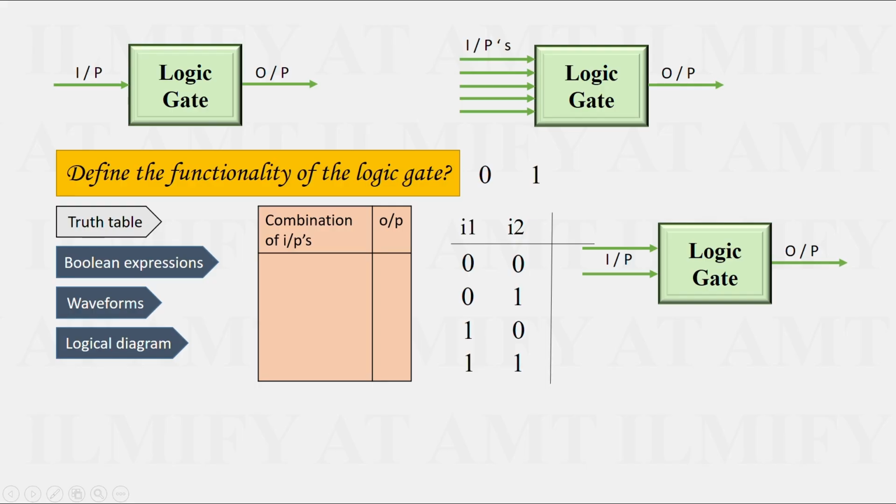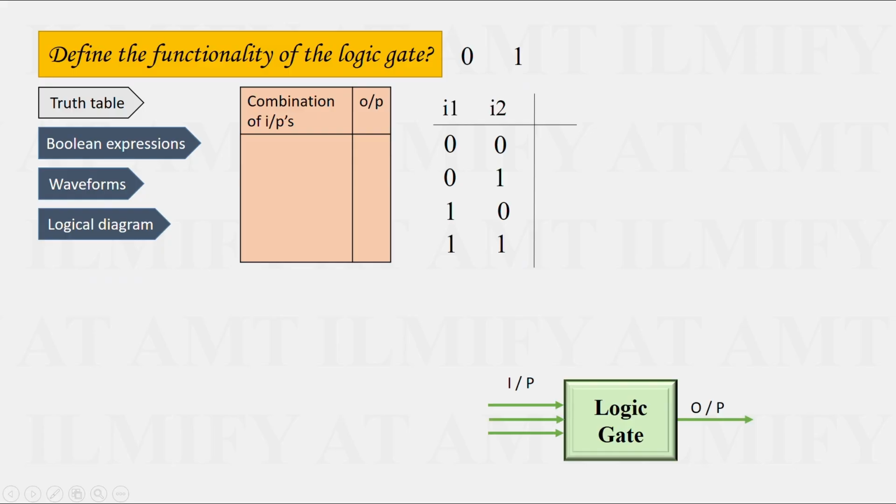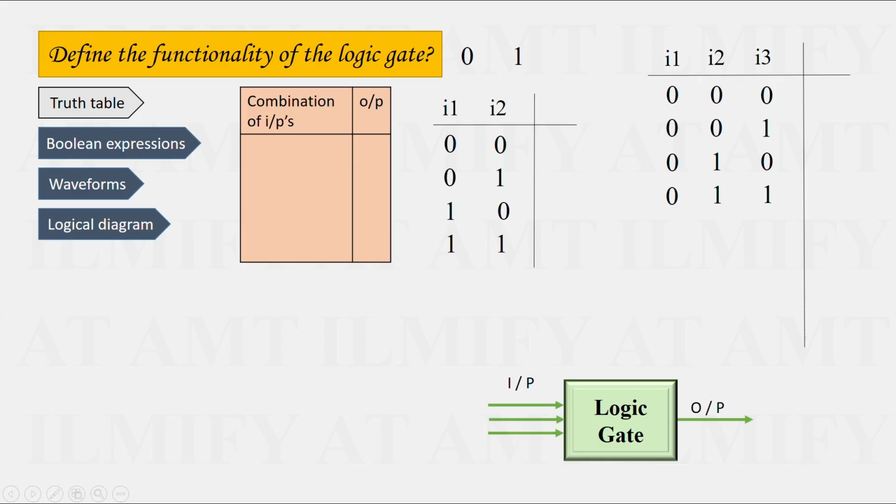For 3 input gate, there will be combinations of 3 inputs. We will keep both I1 and I2 as 0. I3 can be either 0 or 1. We get 2 combinations, 0, 0, 0 and 0, 0, 1. Next we will change I2 to 1, keeping I1 same. Again I3 can be either 0 or 1. We get 2 more combinations, 0, 1, 0 and 0, 1, 1.